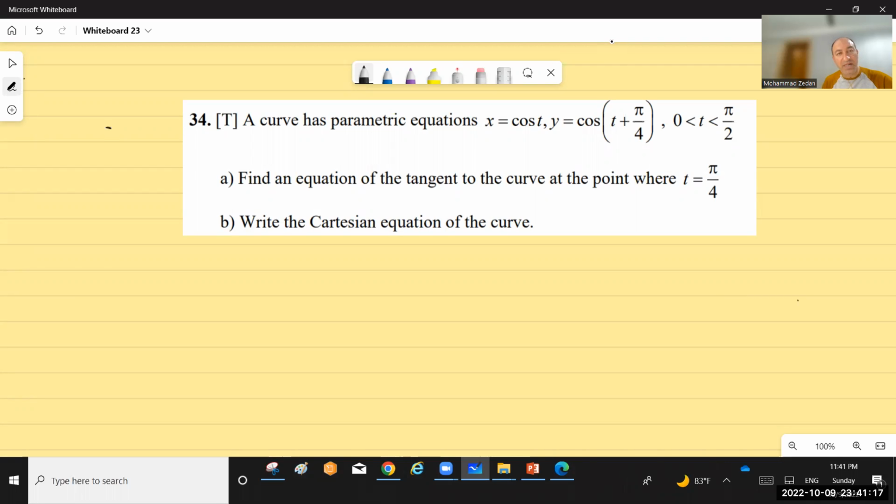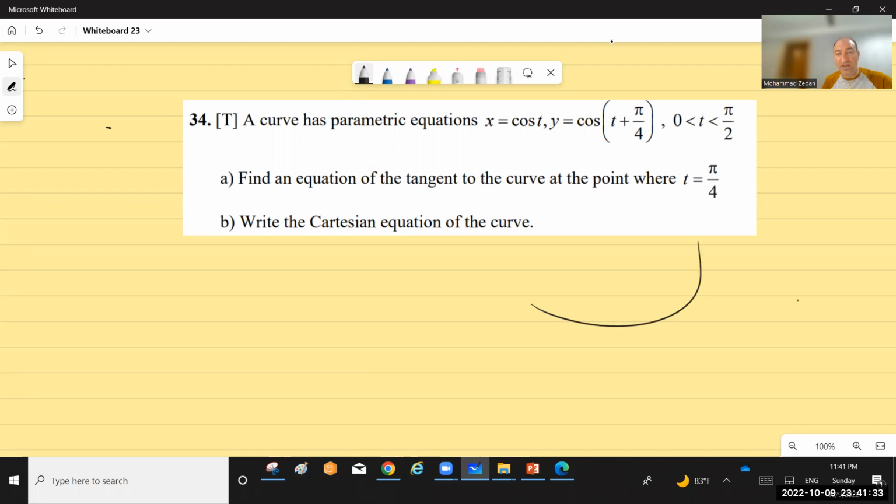This is a question in calculus 1. A curve has the parametric equation x equals cosine t and y equals cosine of (t plus pi over 4), where t lies between 0 and pi over 2. Find an equation of the tangent to the curve at the point where t is pi over 4.